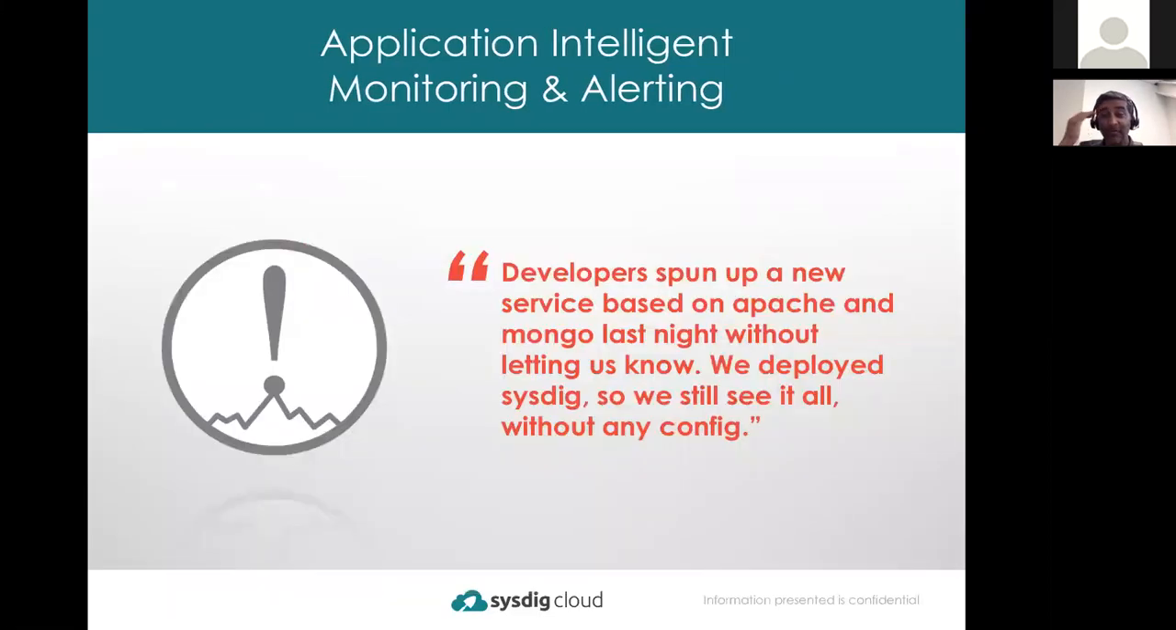Just an example of how powerful this is. Last night, developers spun up a new service based on Apache and Mongo. It was an emergency, so they didn't worry too much about instrumentation. But if your automation scripts just include the Sysdig container, you automatically get all of your metrics, not only for those containers, but for Apache and Mongo as well.